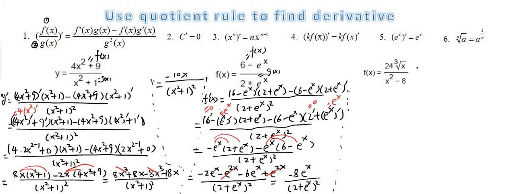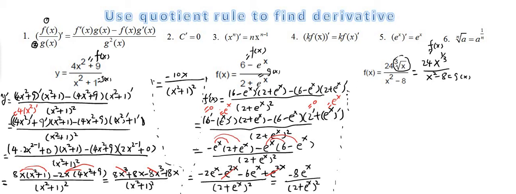For the last example, I wanted to simplify the cube root. Okay, the cube root is here. We can apply formula 6 to simplify it. Basically, you can write it down as 24x to the power 1/3 over x squared minus 8. So we have f(x) here, and g(x) here.